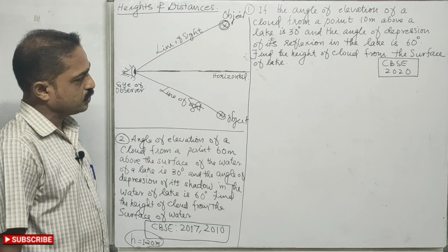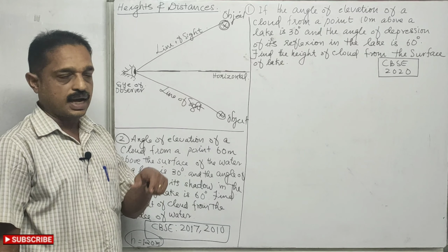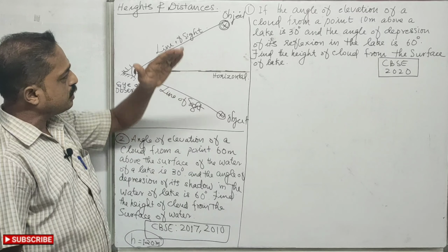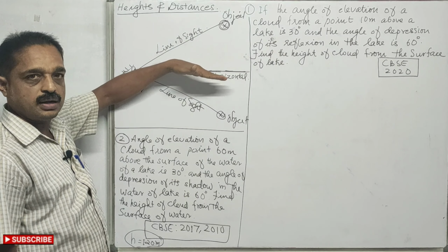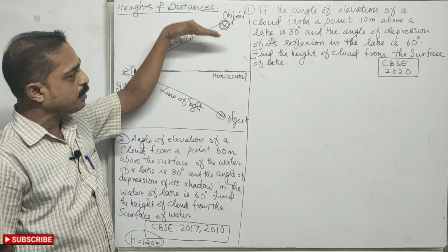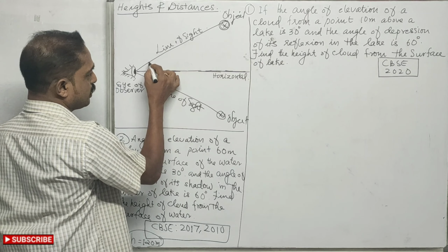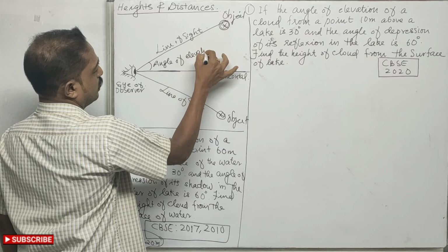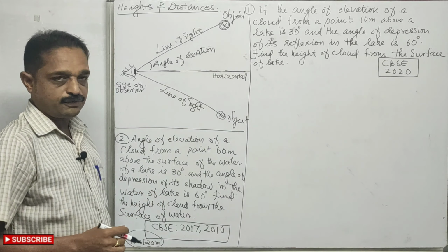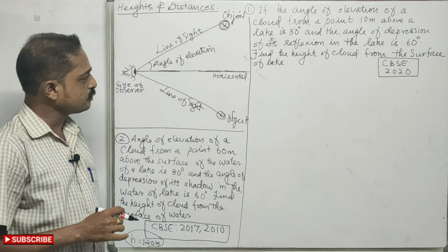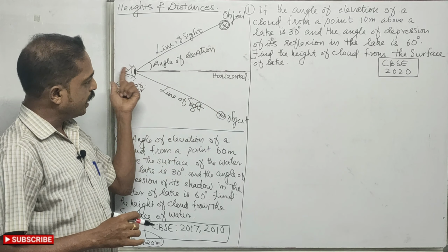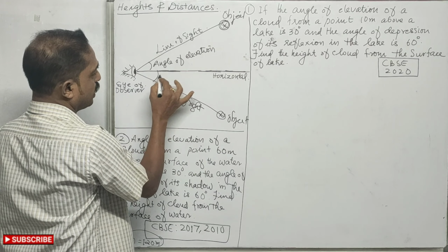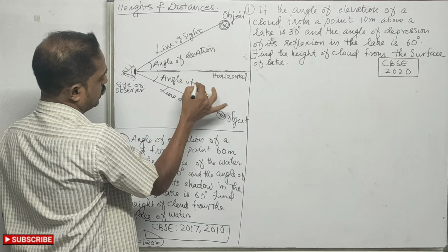Now we will have to define two terms, angle of elevation and angle of depression. Angle of elevation is the angle between the line of sight and horizontal when the object viewed is above the horizontal. That means this angle is the angle of elevation. And angle of depression is defined as the angle between horizontal and the line of sight when the object is below the horizontal. So this is the angle of depression.